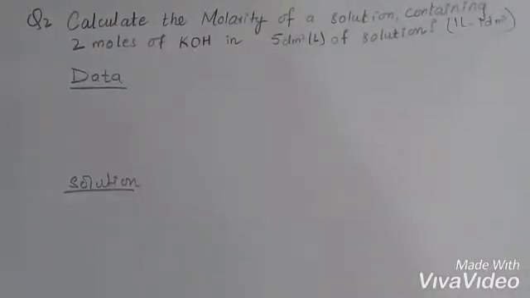Now coming to the second question of molarity. Calculate the molarity of a solution containing 2 moles of KOH potassium hydroxide in 5 dm cube or liter of a solution. Scale is also same, 1 liter is equals to 1 dm cube.